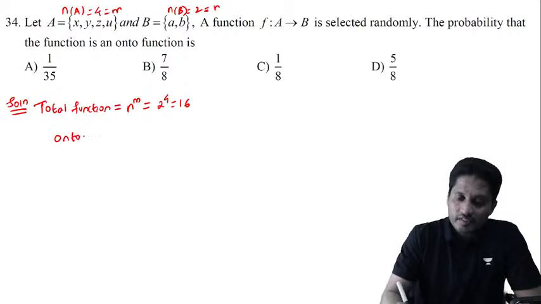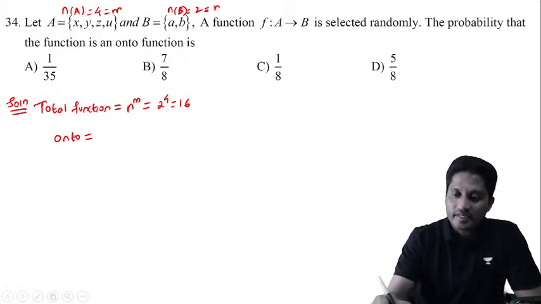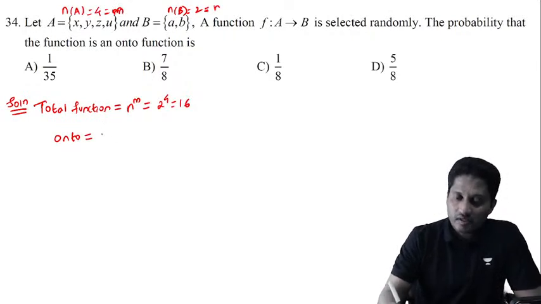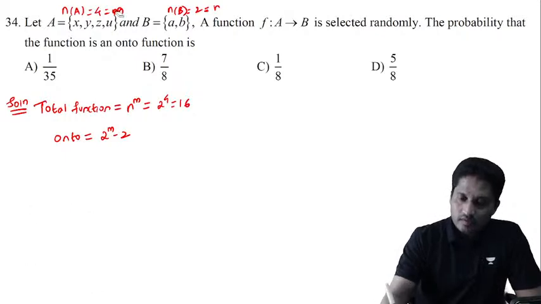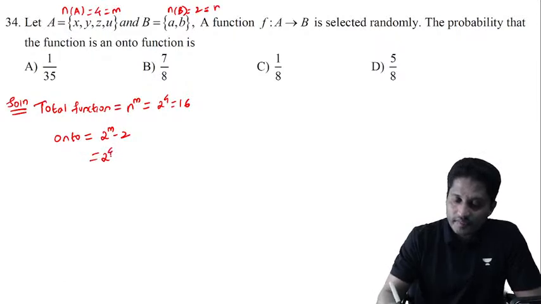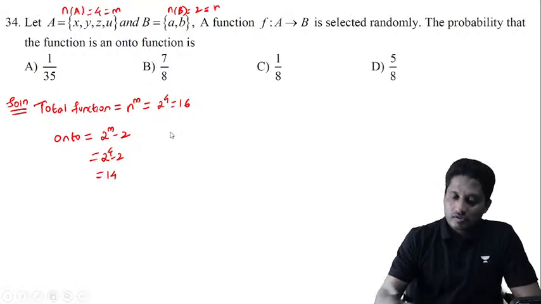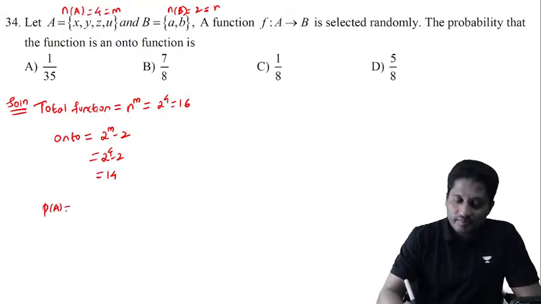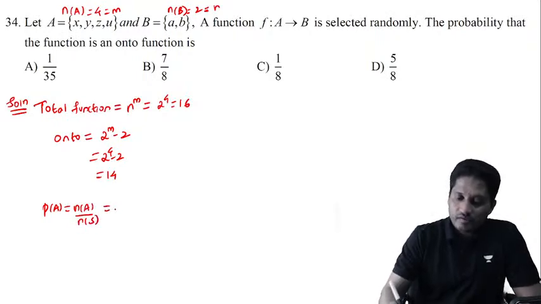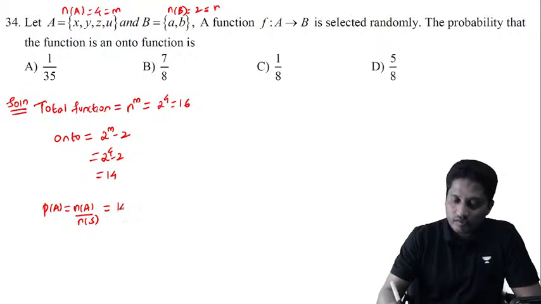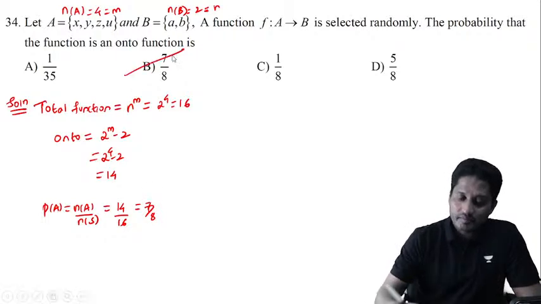Total number of onto functions. Set A contains m elements, set B contains 2 elements. Total number of onto functions is 2 power m minus 2. So this is 4, right? It will be equal to 2 power 4 minus 2, which is 16 minus 2, equal to 14. So probability of A is equal to n of A by n of S. n of A is the favorable outcomes, 14. Total outcomes is 16. So I get 7 by 8, which is option B.